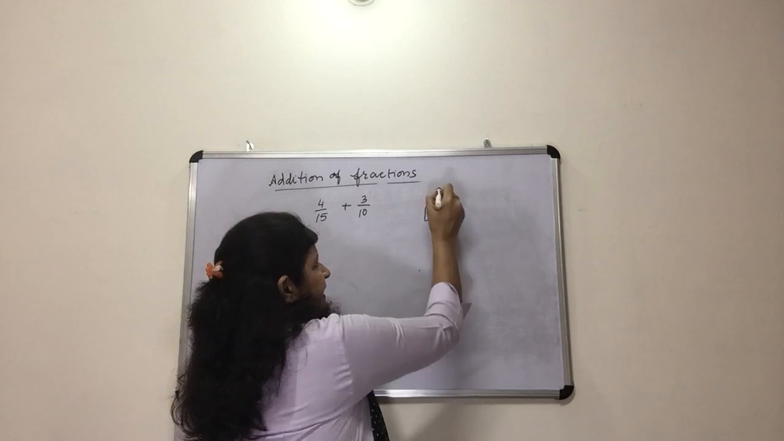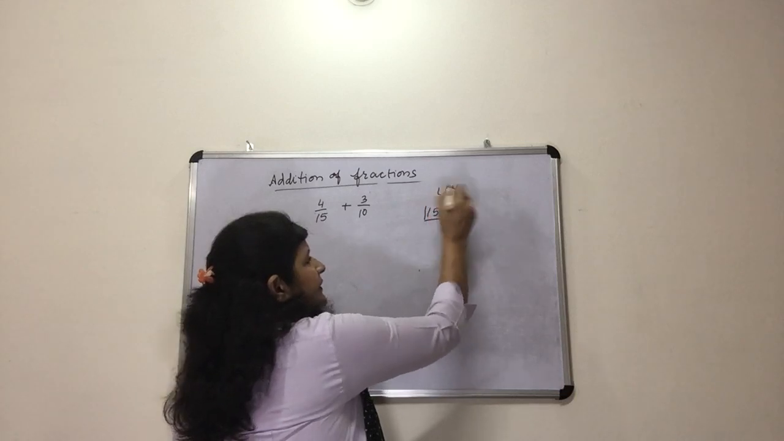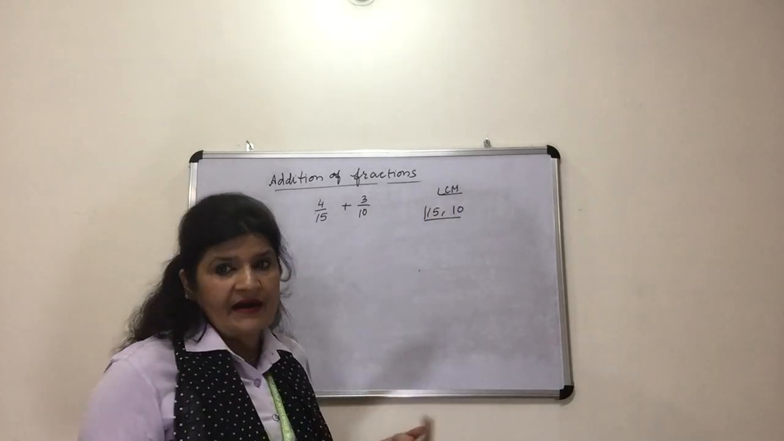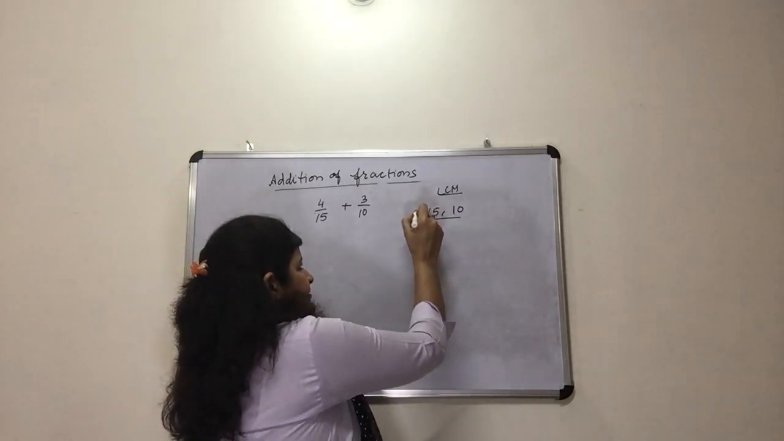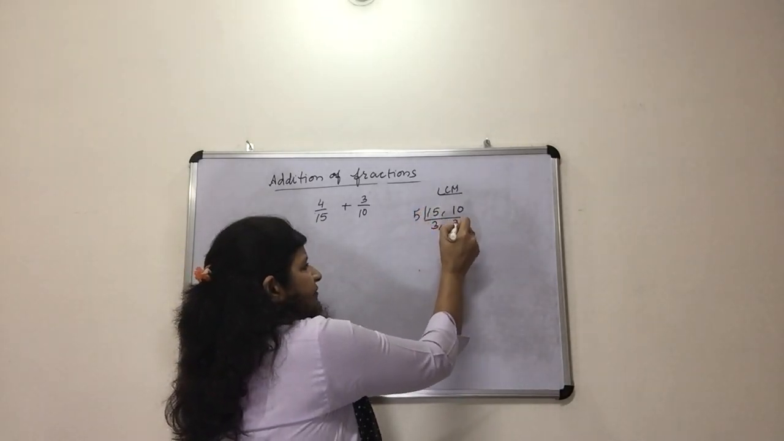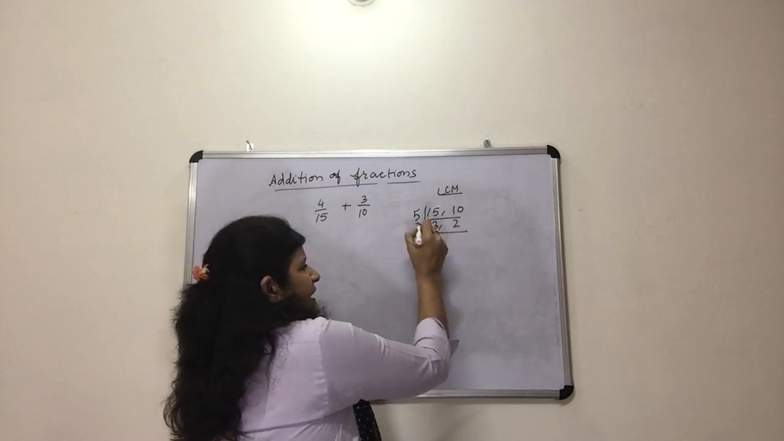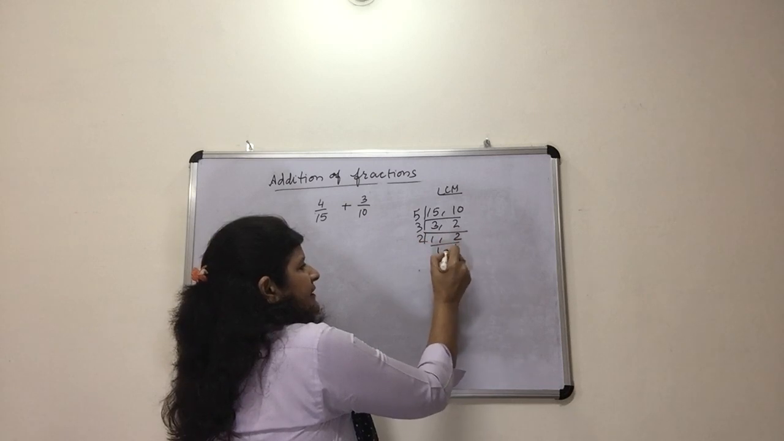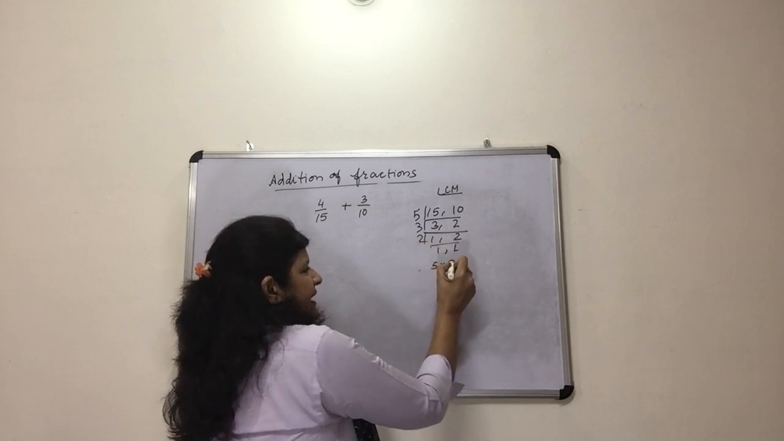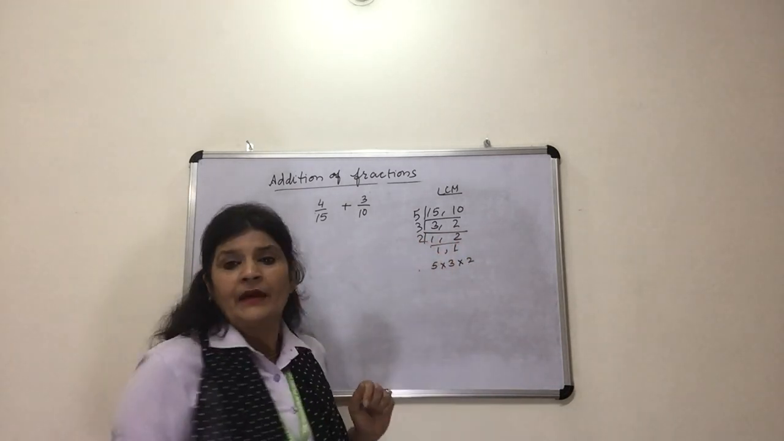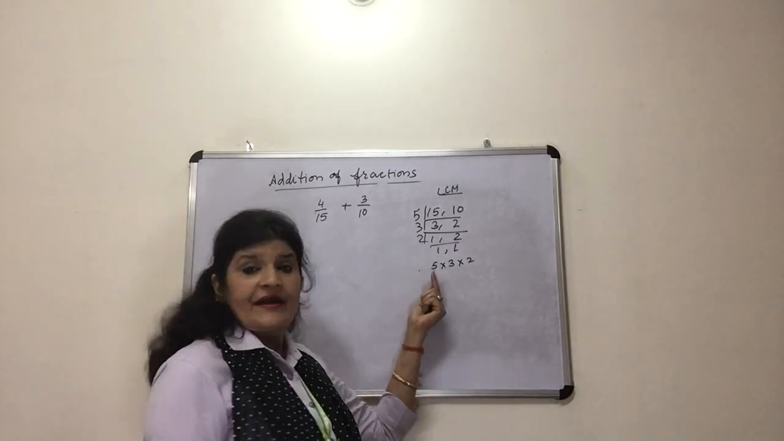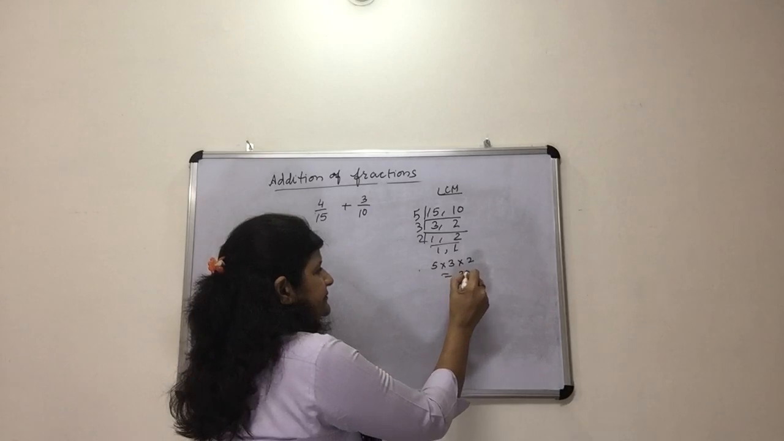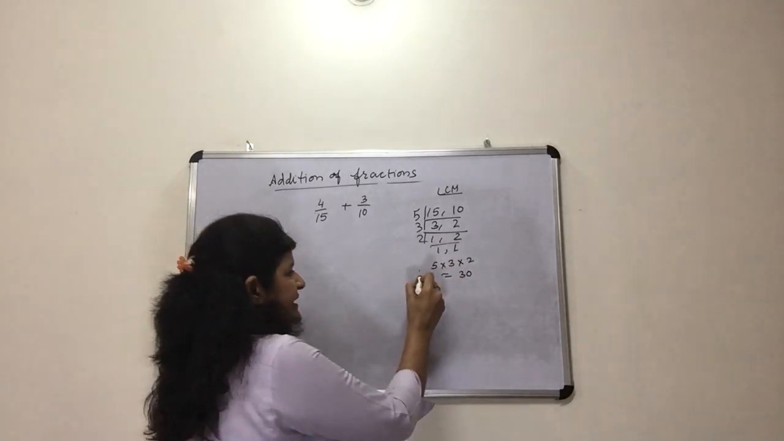I am taking the LCM of these two numbers. Both the numbers we can divide by 5. So I am dividing it. 5 3s are 15, 5 2s are 10. Now 3 1s are 3 and 2 1s are 2. So the LCM is 5 multiplied by 3 multiplied by 2. 5 3s are 15 and 15 2s are 30. Right? So this is the LCM.